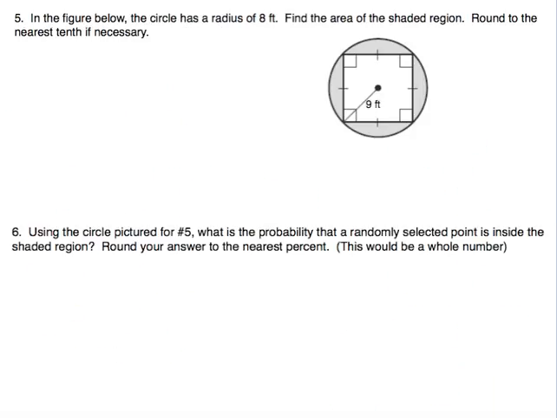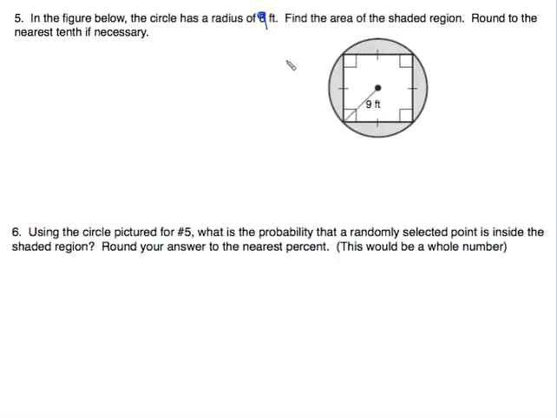This one looks hard. In the figure below, a circle has a radius of, it says 8, but the picture says 9. My guess is that we're supposed to do 9 right here. And I would also guess that the test was 8, and I didn't change the wording, I just changed the picture. So in the figure below, a circle has a radius of 9 feet. Find the area of the shaded region and round to the nearest tenth.